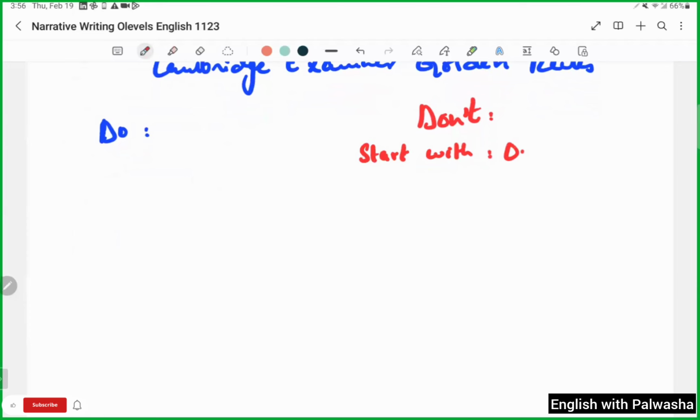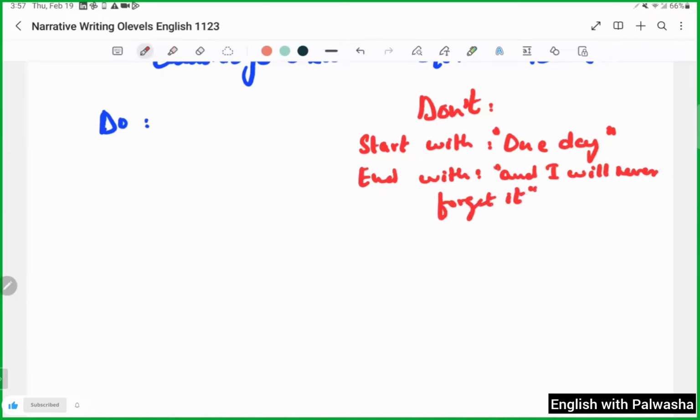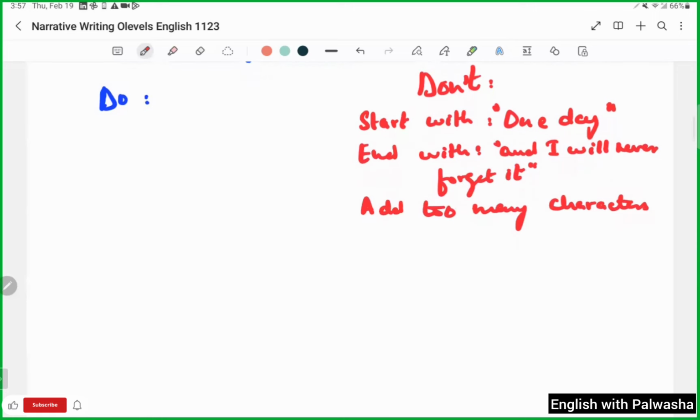Never do this. The students make this mistake. They start with "one day." This is wrong. They end with "and I will never forget it." Please don't write it. They add too many characters, so that the major or minor characters get lost somewhere in the story, especially the major characters.